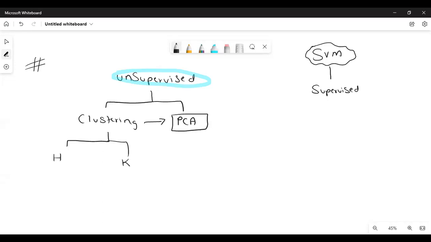Just cross check. Have you written the theory for PCA? Last time I think we have written it. No, sir, we haven't written on PCA. Clustering is done also, so its theory is fine. Okay, the last one is the clustering one.